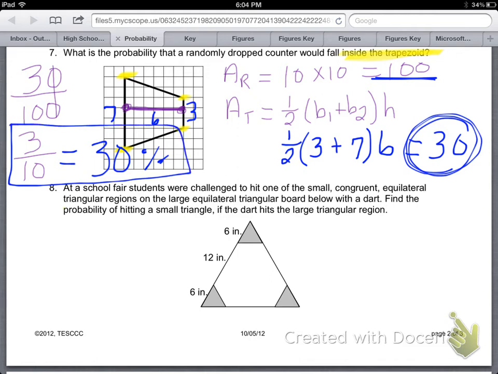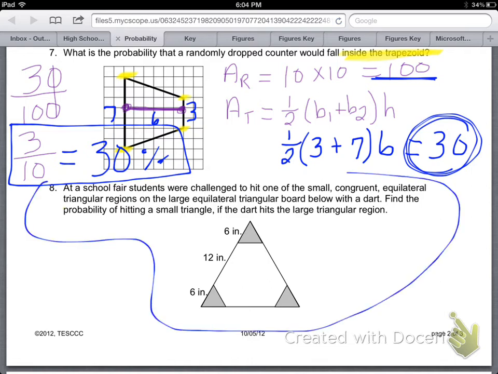Now number 8, this bad boy right here. This is a good question, number 8. You can try it, look at it, and don't try to solve it, just look at it and think about how we would do this. We're going to go over that one tomorrow in class, number 8.